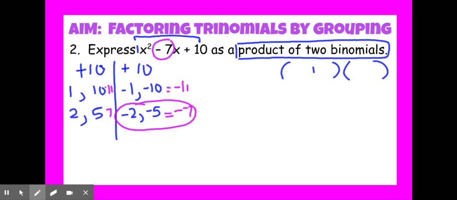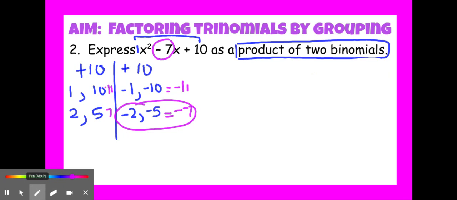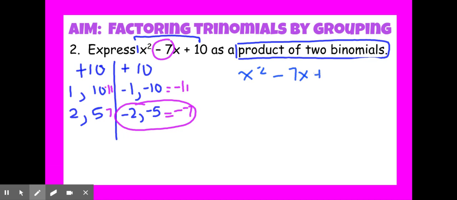Okay, so now we're going to separate it and make sure we can group it. So here we go. We're going to rewrite it. I'm going to rewrite it neater. x squared minus 7x plus 10.